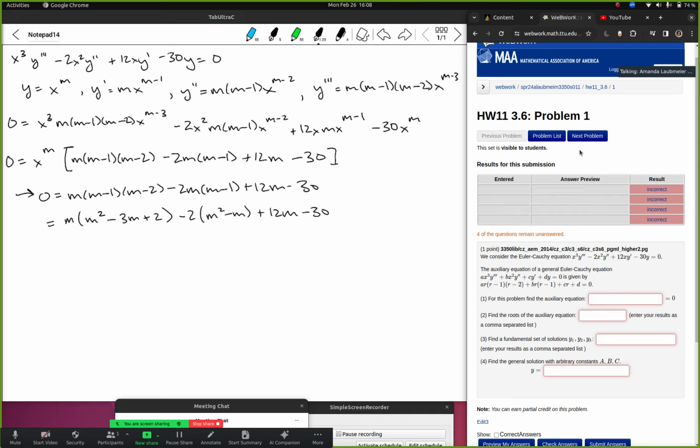Let me make sure I didn't make any mistakes there. That's looking okay to me so far. Be careful with this minus times a minus. Usually when you all have worked deep into a problem and are getting it wrong, and I come by to check your work, it's because this multiplication kept a negative instead of making it positive.